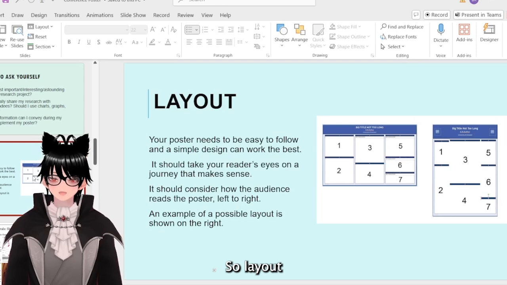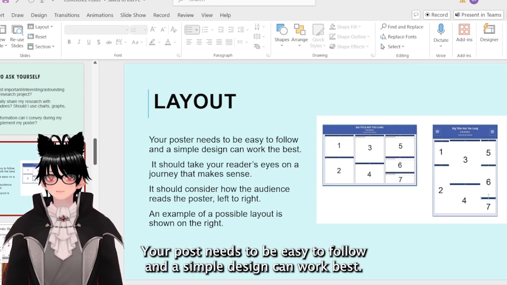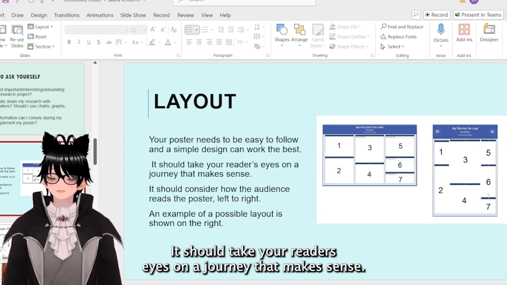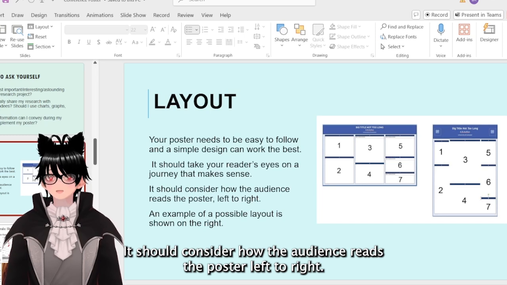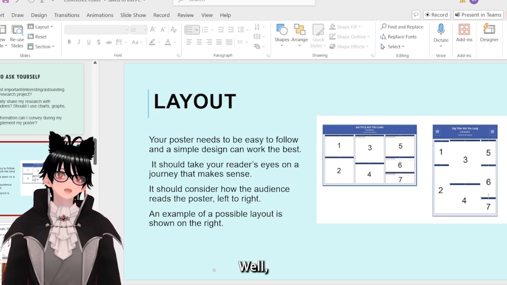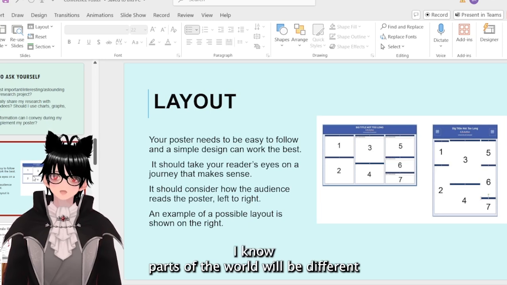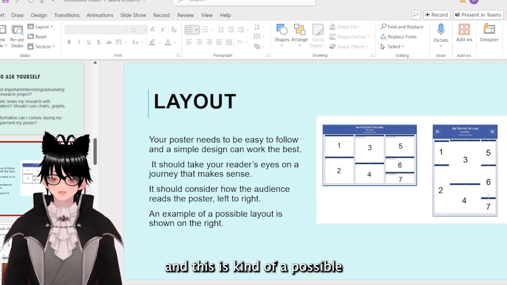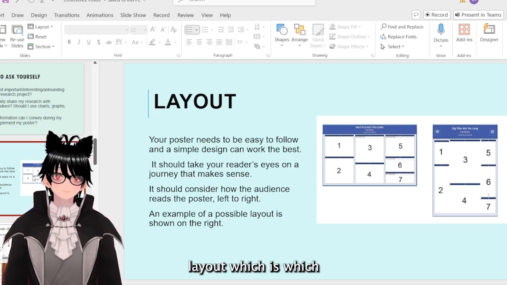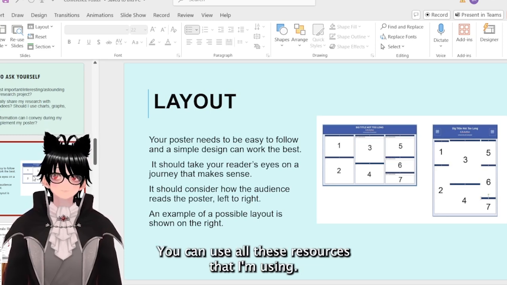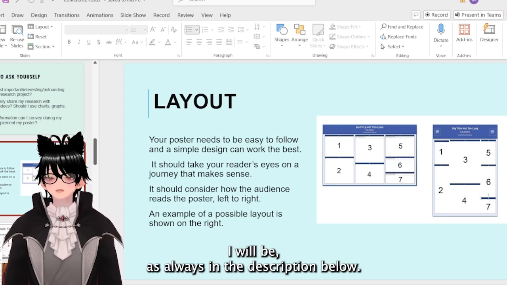So, layout. Your poster needs to be easy to follow, and a simple design can work best. It should take your reader's eyes on a journey that makes sense. It should consider how the audience reads the poster, left to right. Well, I'm from the UK and that's how we read. I know other parts of the world will be different. And this is a possible layout which you can use. All these resources that I'm using will be, as always, in the description below.